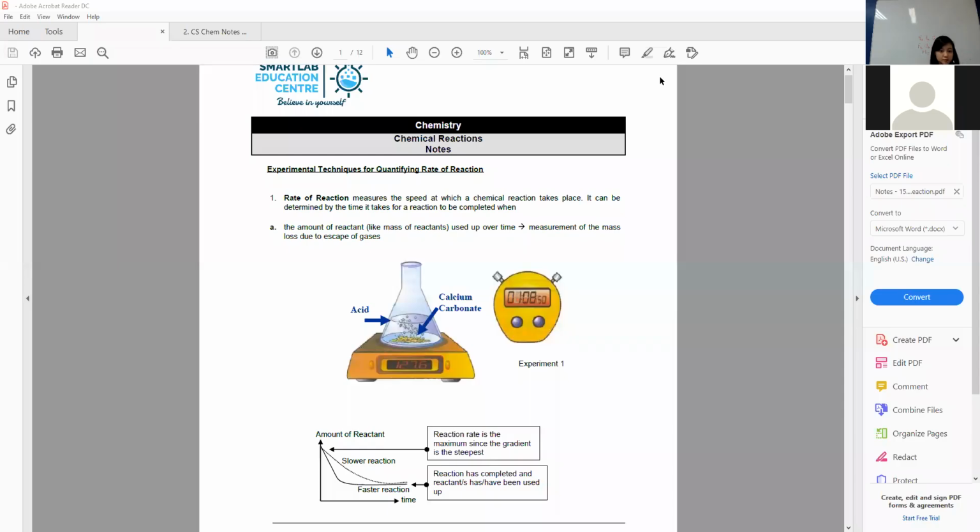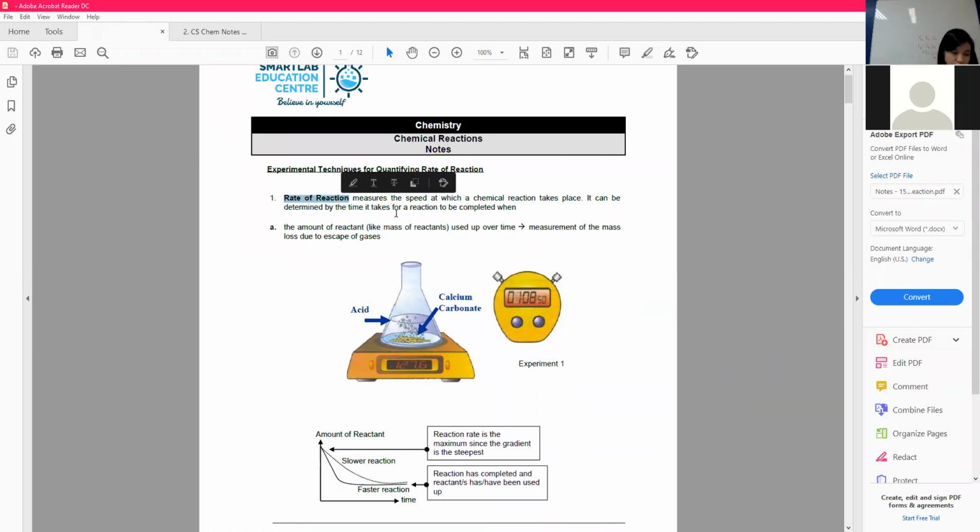Okay, so this chemical reactions, rate of reaction, this is an important word. This whole chapter is on rate of reaction. So it measures the speed at which the chemical reaction will take place. Rate means the speed. So how do we know how fast the reaction happens?